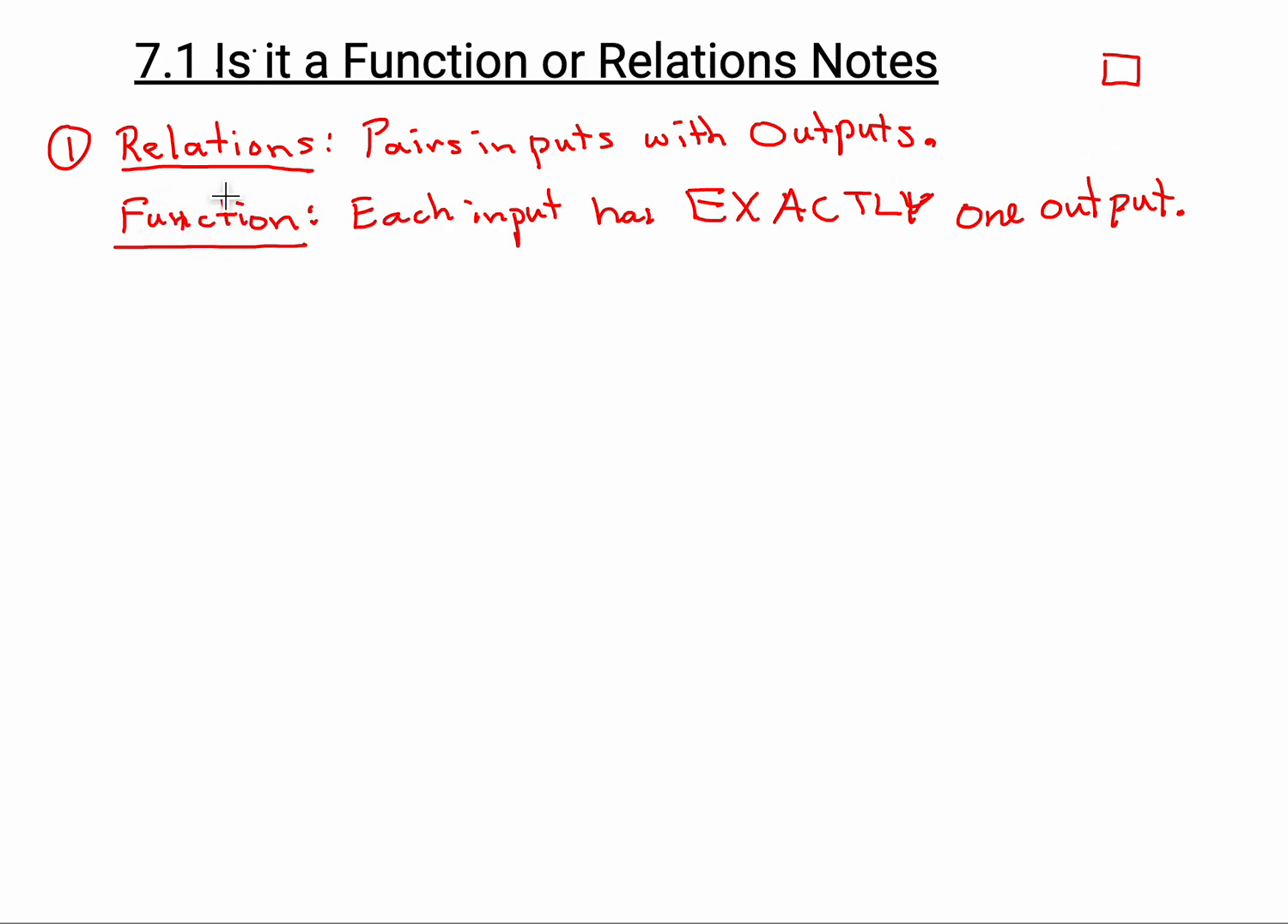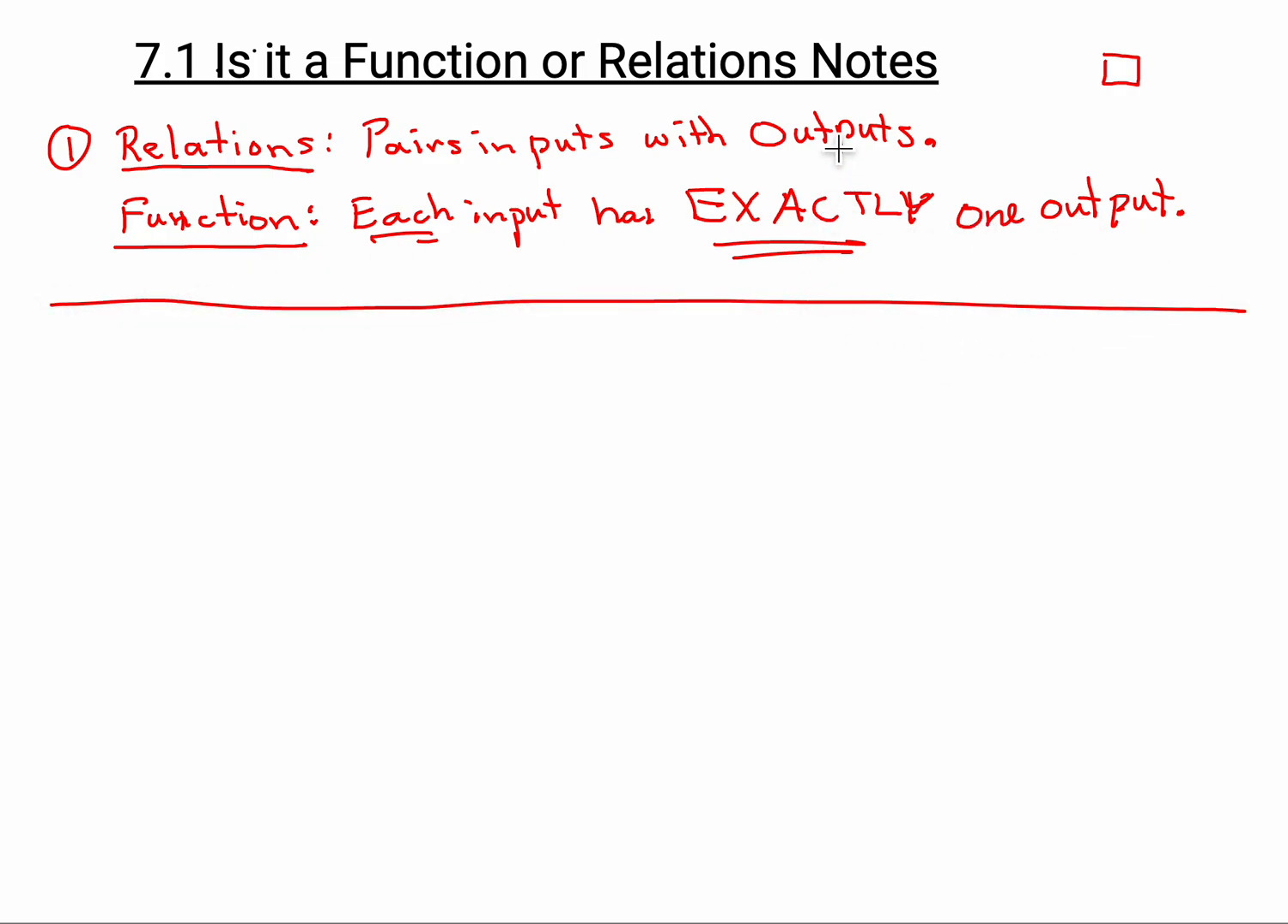So that's what the function is in algebra. So we want to remember that each input has exactly one output, and keep that in our head. Now, I'm not as good with this wording piece of it. So what I like to do is go with what we call the vertical line test.